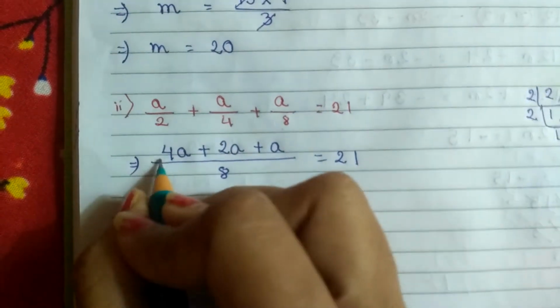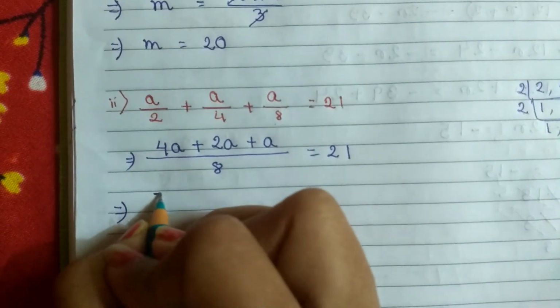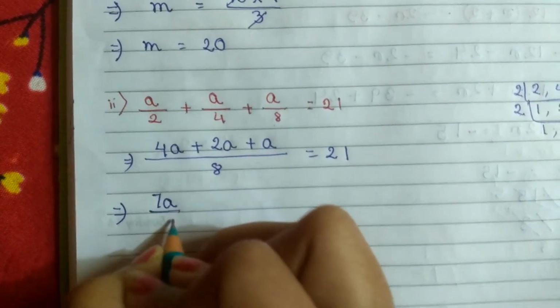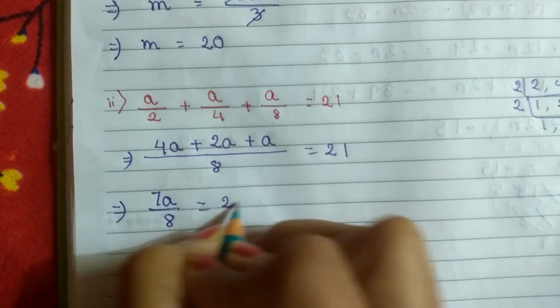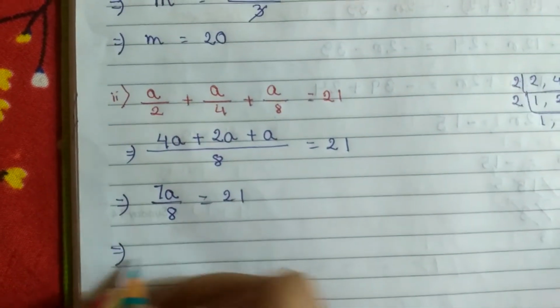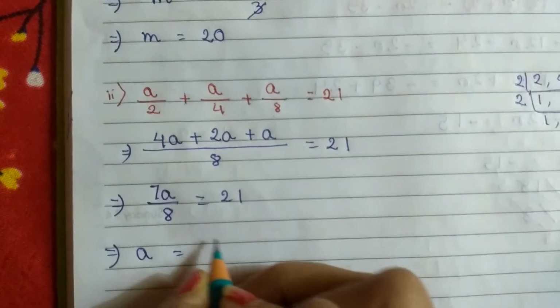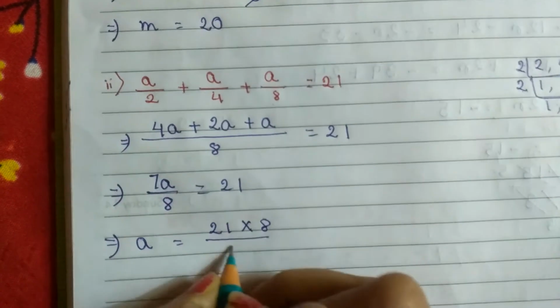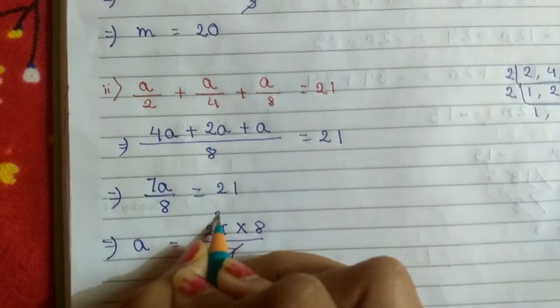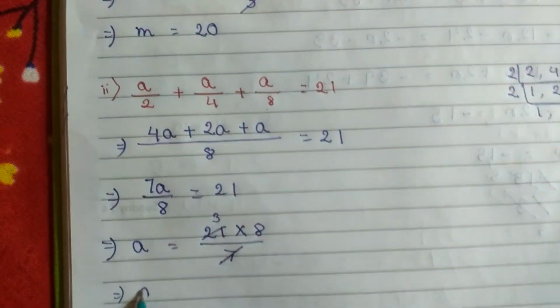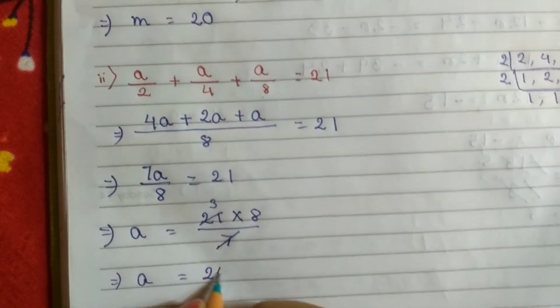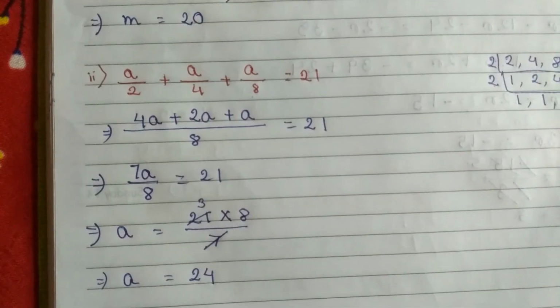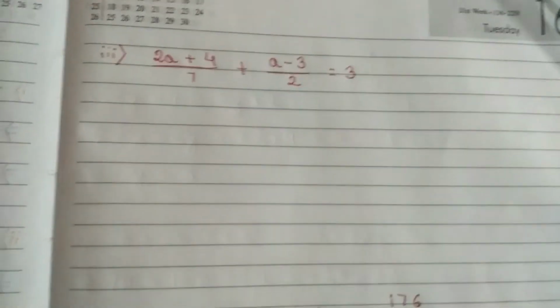Now add them. 4 plus 2 is 6, 6 plus 1 is 7. 7a by 8 will equal 21. Now 8 is divided, so 8 will be multiplied. And 7 is multiplied, so 7 will be divided. Now 7 3s are 21, and we will get a as 3 8s are 24. And this 24 is our answer. So now we will do another one.